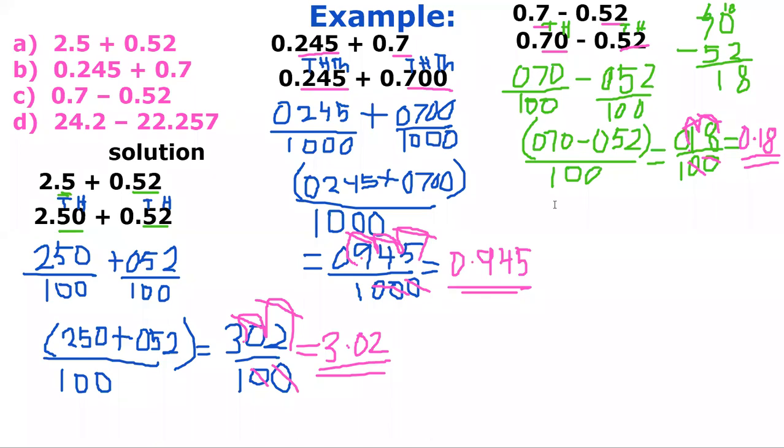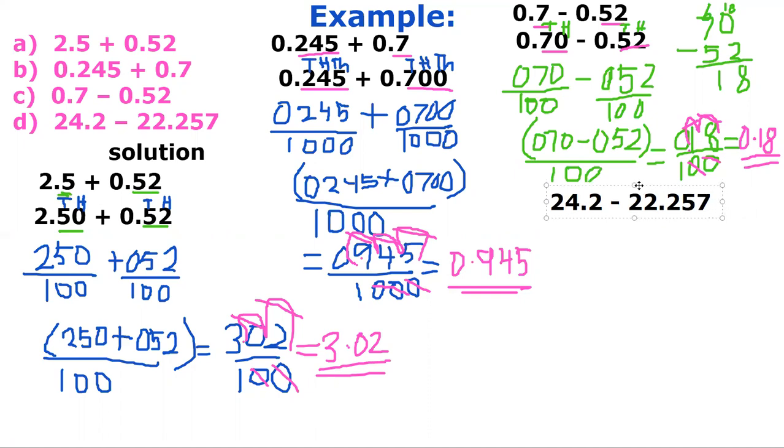Then the last one here, we have 24.2 minus 22.5257. Okay, 257. Good.